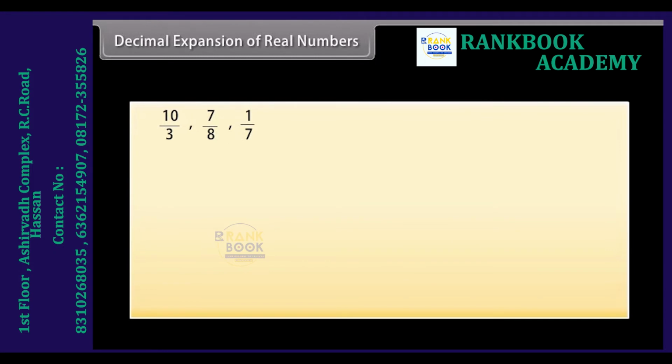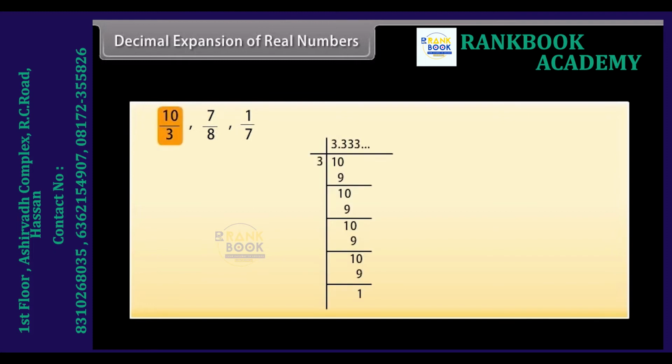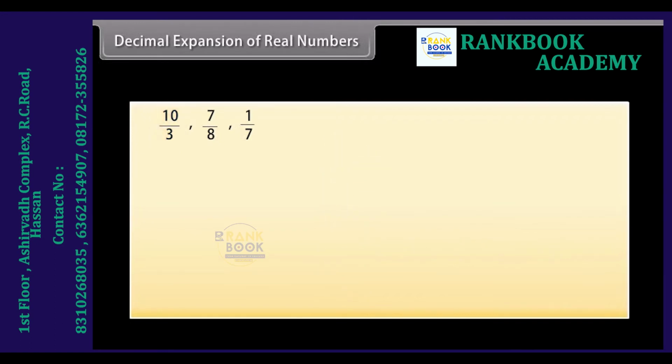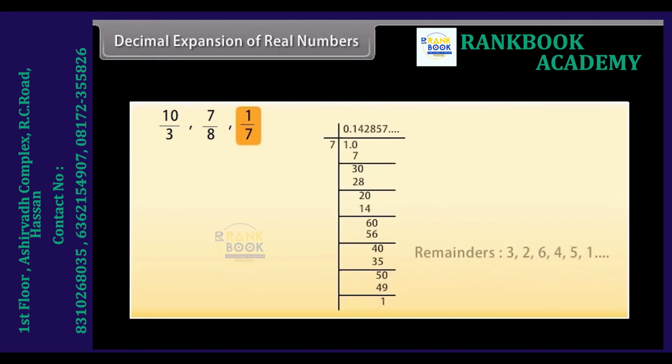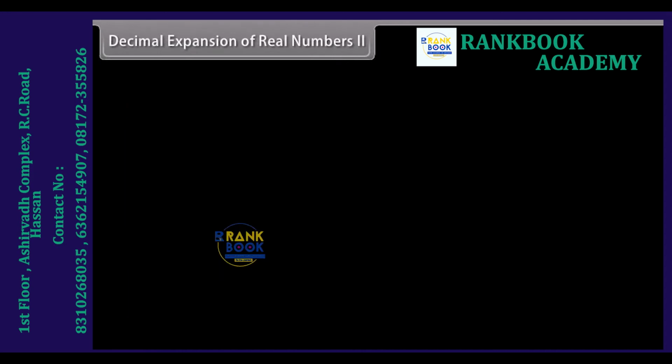Here we can see the decimal expansion of 10 by 3, where we get remainder 1, 1, 1, 1, 1. Similarly, the decimal expansion of 7 by 8 gives remainders 6, 4, 0. And the remainders of 1 by 7 are 3, 2, 6, 4, 5, 1.